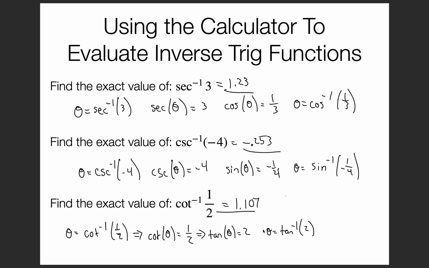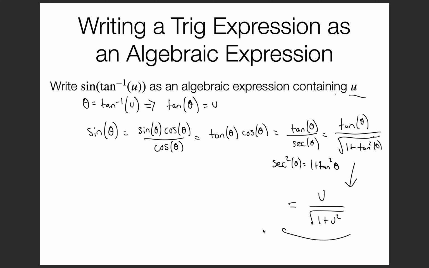All right, and so the last thing that we're going to do, and this is probably the toughest out of any of the two sections, is we're going to write an expression that involves an inverse function as an algebraic expression containing one term u. You could use x here if you want to, but we use u. I want to get rid of all sines and cosines and tangents or inverse functions at all. I just want an expression that only has u in it.